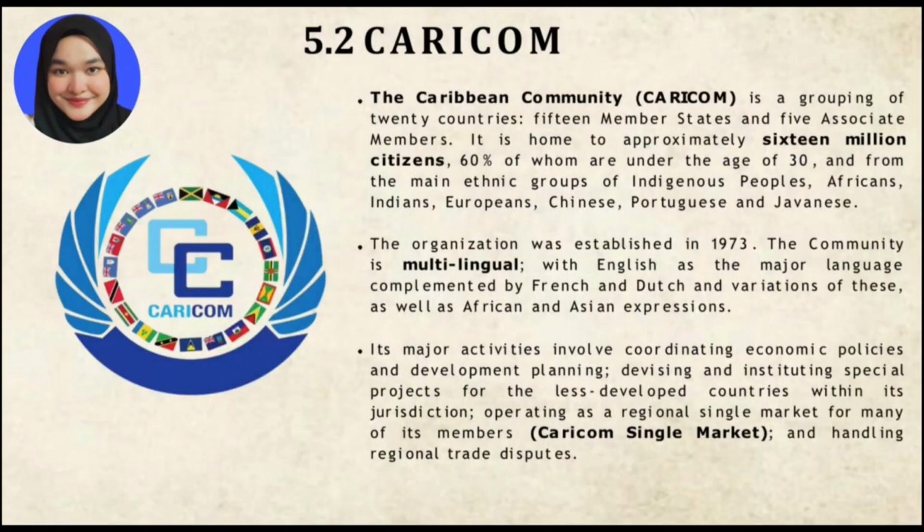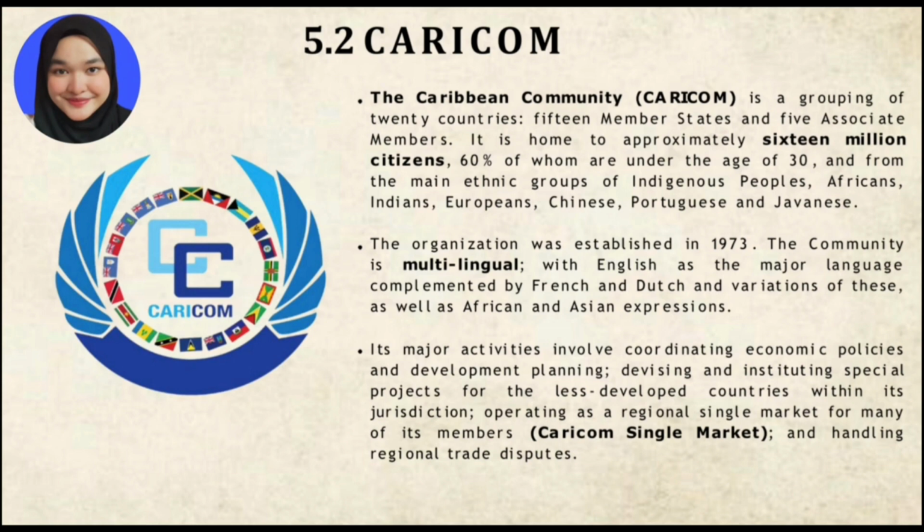Next is CARICOM. The Caribbean Community, which is CARICOM, is a grouping of 20 countries, 15 member states and 5 associate members. It is home to approximately 60 million citizens, 16% of whom are under the age of 30, and from the main ethnic groups of indigenous peoples, Africans, Indians, Europeans, Chinese, Portuguese, and Japanese. The organization was established in 1973. The community is multilingual, with English as the major language, complemented by French and Dutch, and variants of these as well as African and Asian expressions.